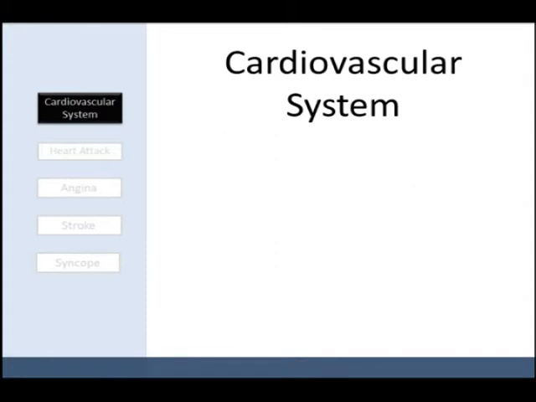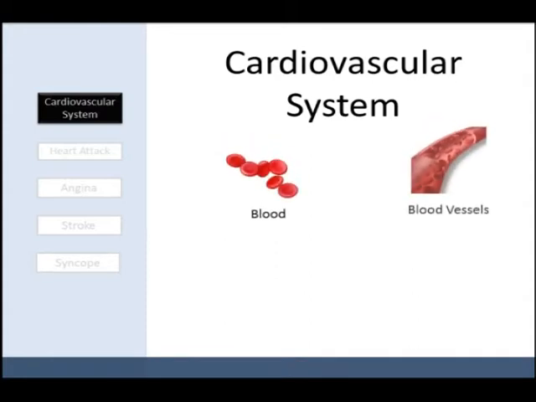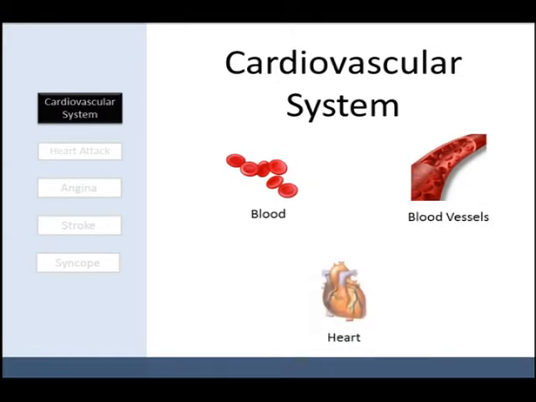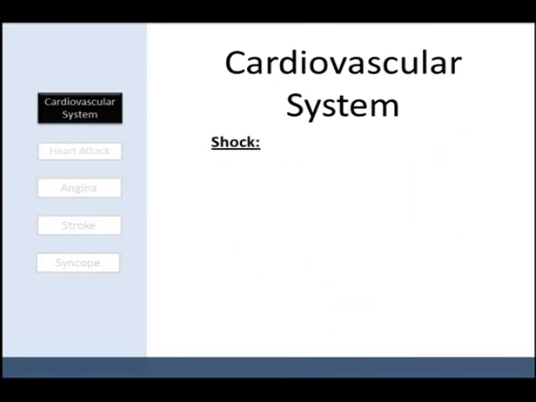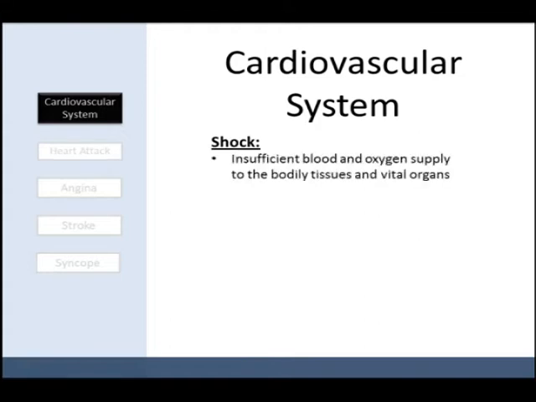First off, we need to know what is the cardiovascular system. We can simply think of it as a system of fluids, pipes, and a pump in our body. We have the heart, which pumps blood to supply nutrients throughout the body through a network of blood vessels. All three parts of the system are crucial, and if one of them malfunctions, this could potentially lead to what is called shock, which is when the body has insufficient blood and oxygen supply to the bodily tissues and vital organs.